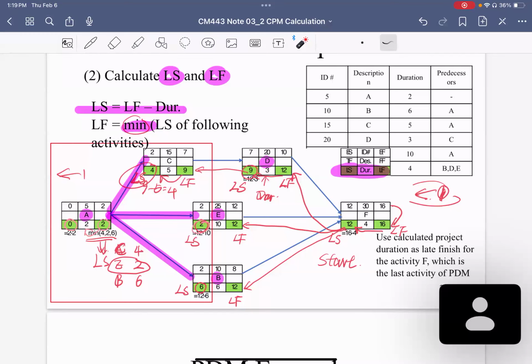Any question for this? So far, so good. Sounds pretty straightforward. Okay, sounds good.